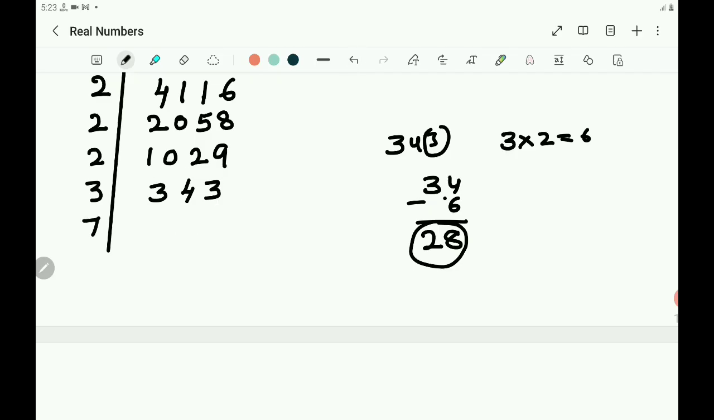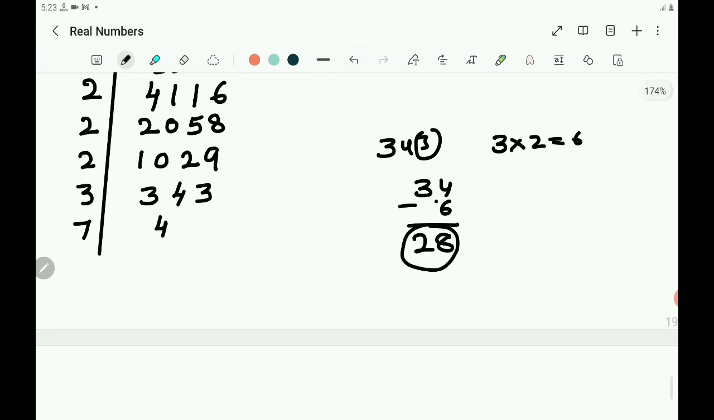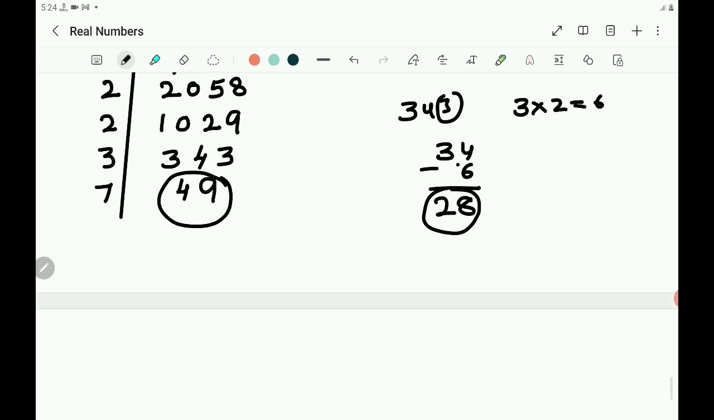Then you take 7. 3 is smaller than 7, so you take 34. 34 is not in the table of 7. Its previous numbers 33, 32, 31, 30, 29 are all not in the table of 7. 28 is there. These 7 4s are 28. Then what is remaining here? 34 minus 28 is 6. Then the number is 63. 63 means 7 9s are 63. Again you know that 49 is divisible by 7 because 49 is the square of 7.